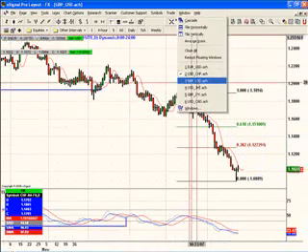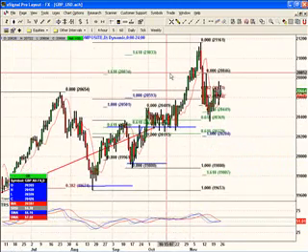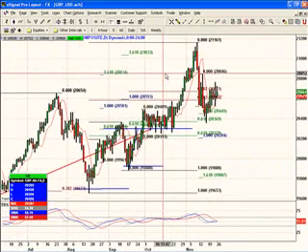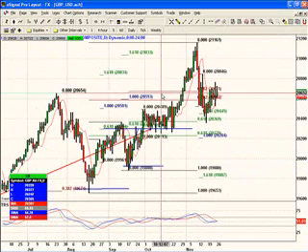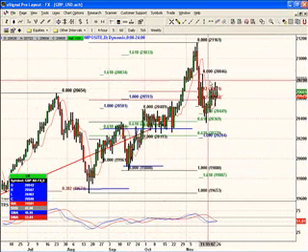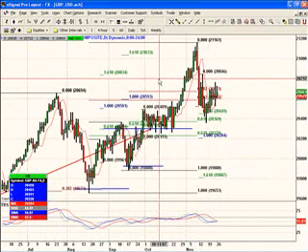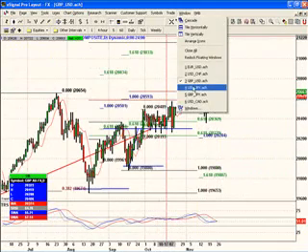Let's look at cable, pound US. Bit of a messy chart here, not a very clear trend right now. So this is the daily chart, of course. So for intraday, I would stay clear of that one until we get a good direction.